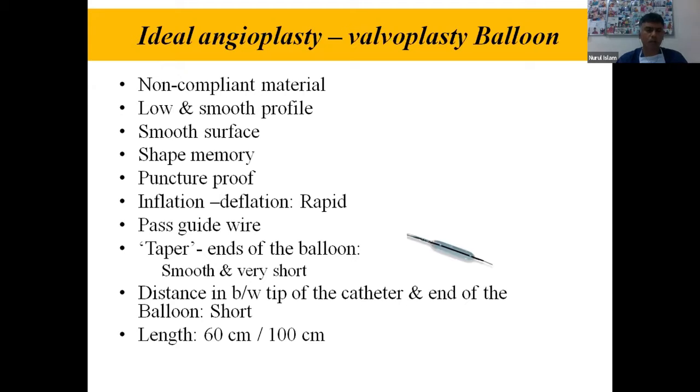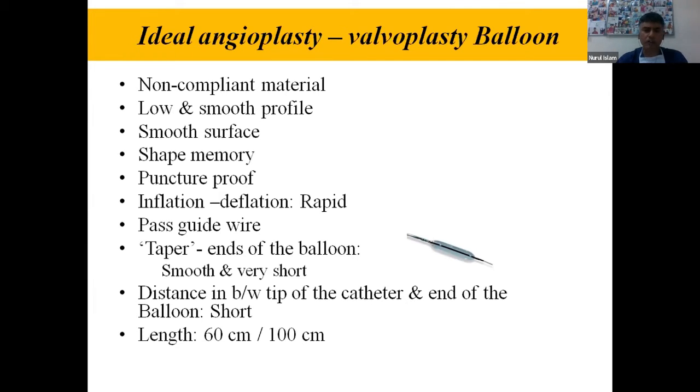There is a hole through which the wire should pass, and the appropriate size wire is important for the specific type of balloon. The end of the balloon is smooth and very short with a taper on the catheter. And the distance between the tip of the catheter and the end of the balloon should be very short. Why? Because once it's fully inflated, this end of the catheter between the balloon and the tip will be very hard and can cause injury.